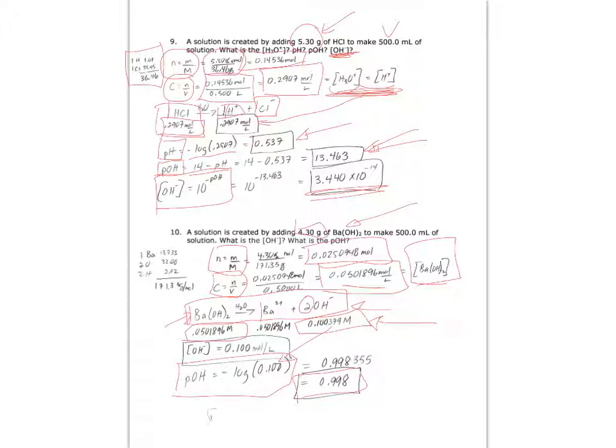If they wanted you to know what the pH of that solution was, you just go 14 minus that number, and that'll give you, what, 13.002 or something. That'll give you the pH. And you could find hydronium ion concentrations after too. Alright, hopefully that helps explain sort of what I was doing with those two questions.